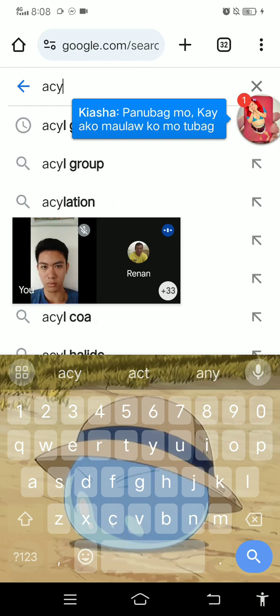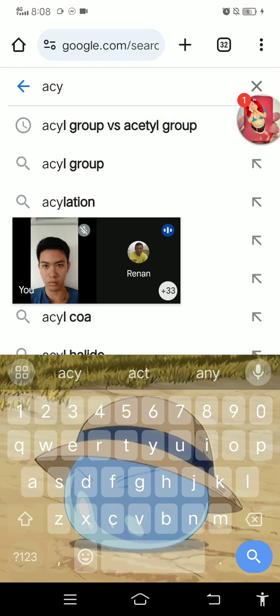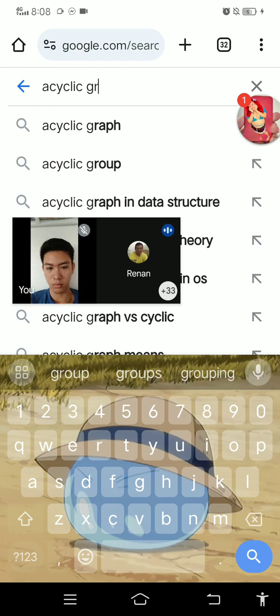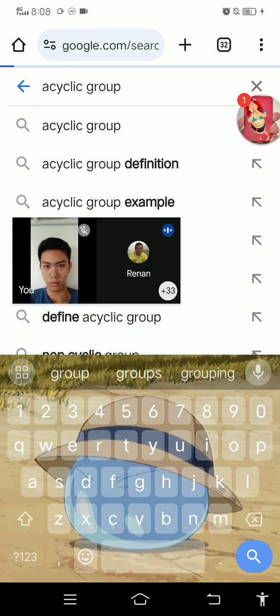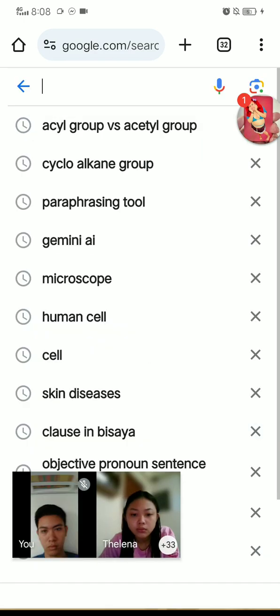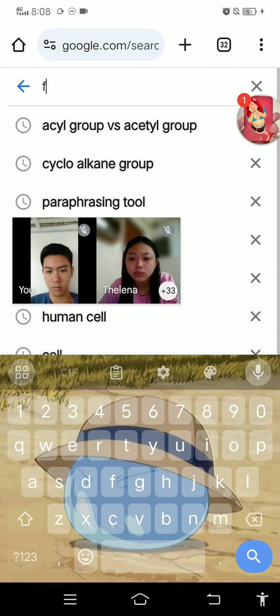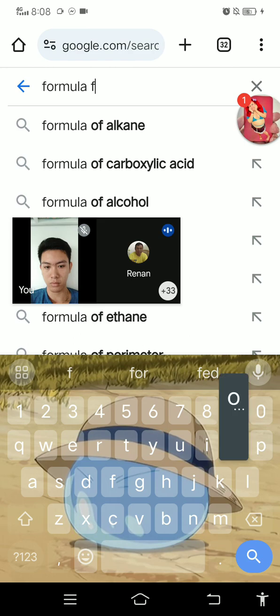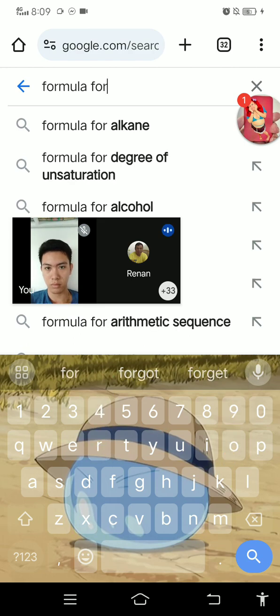That means you will mention the general formula of this structure of carbon and hydrogen and indicate the subscripts. So what is the formula for alkane? Okay, Thea, that is C sub N H sub 2N plus 2. Correct, Thea.